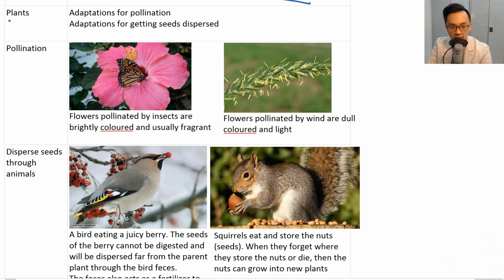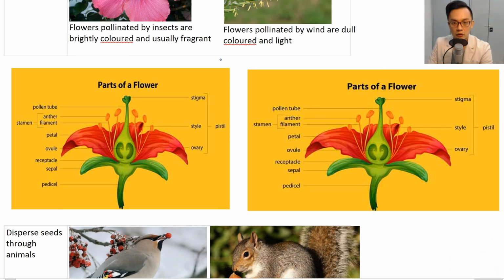So let's look at some of the plants and how they have some adaptations to also reproduce. They have adaptations for pollination and adaptations for getting seeds dispersed. So a quick revision first before we jump into pollination.